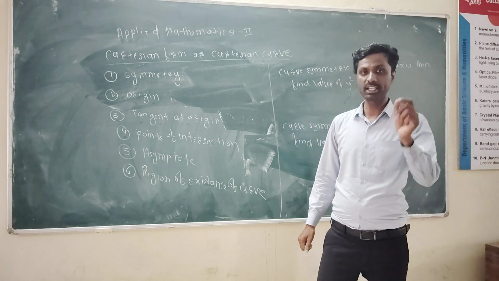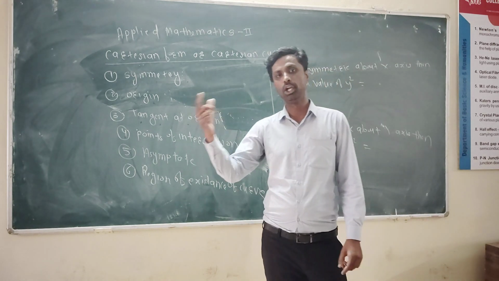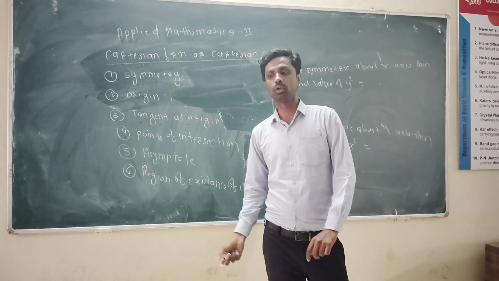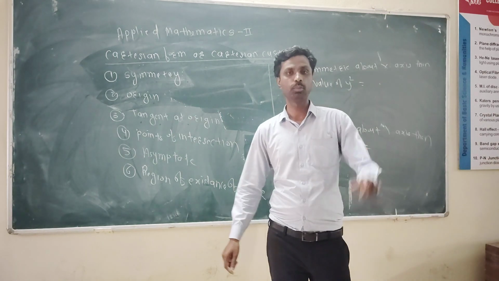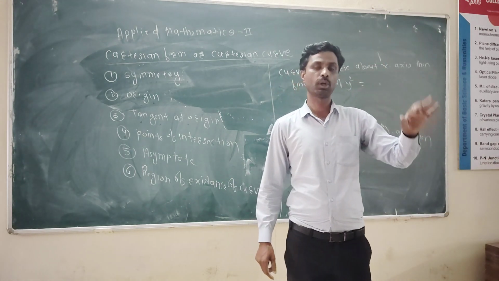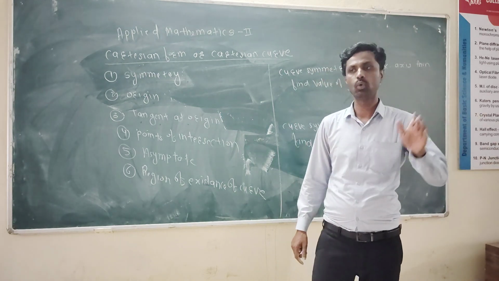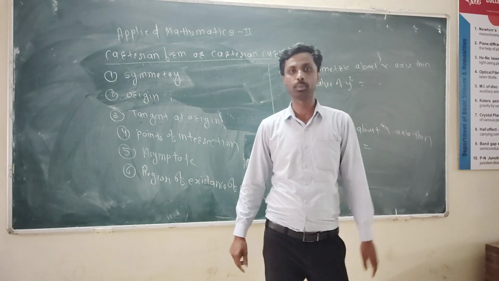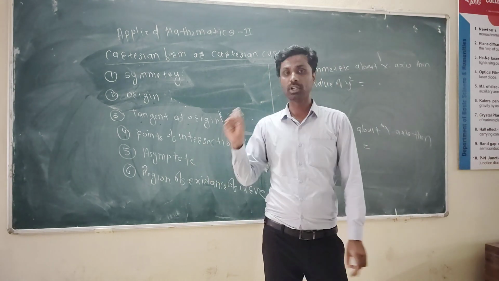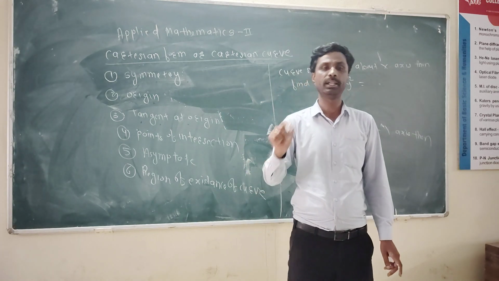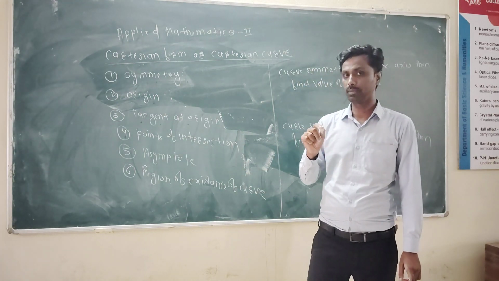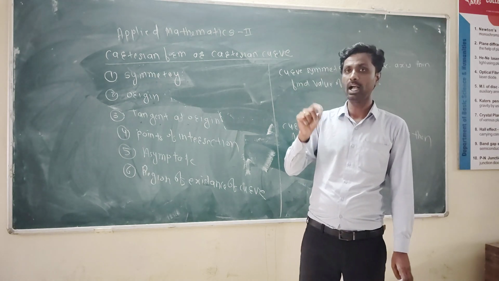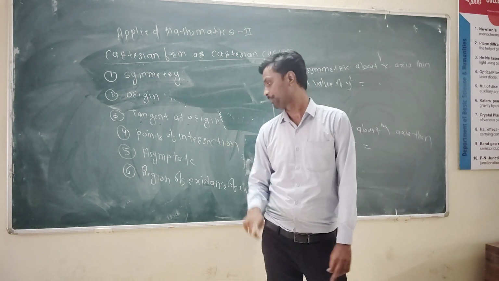Next, points of intersection. Just put x is equal to 0, we will get the value of y. Put y is equal to 0, we will get the value of x. Asymptotes is just a line that passes from either the x-axis or y-axis. How to find asymptotes? If the curve is symmetric about the x-axis, then take the highest degree coefficient of y, and if the curve is symmetric about the y-axis, then take the highest degree coefficient of x.